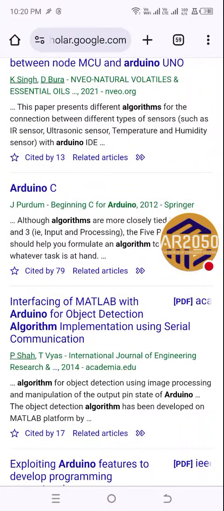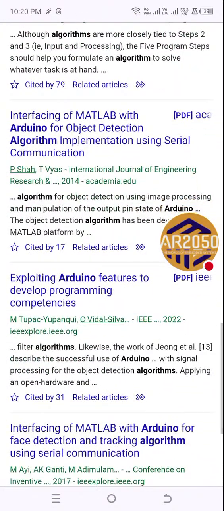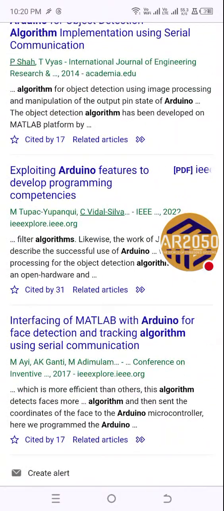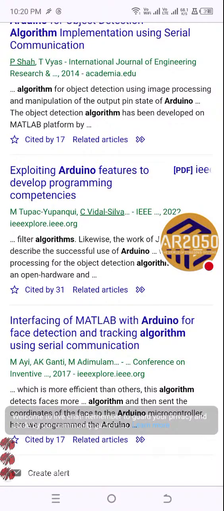I'm just collecting the raw ideas. Interfacing of MATLAB with Arduino for object detection algorithm implementation using serial communication. This one is also for serial communication. And interfacing the face algorithm and detection. This one is also for serial communication. These two are related to serial communication.